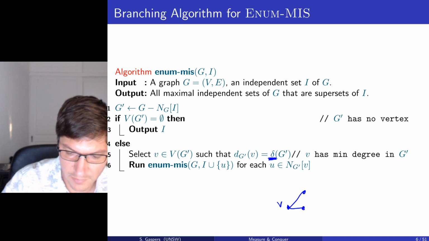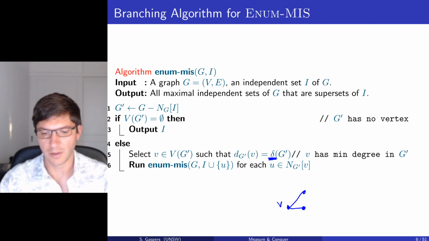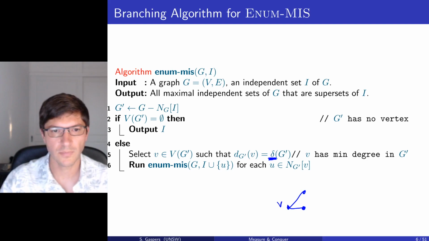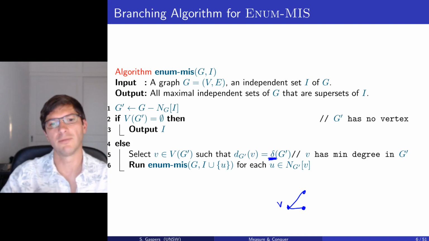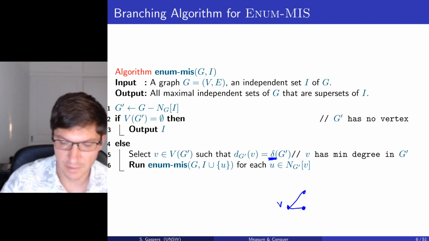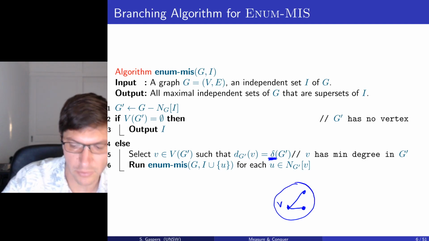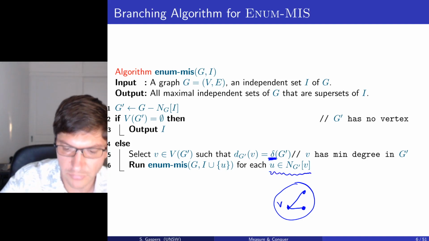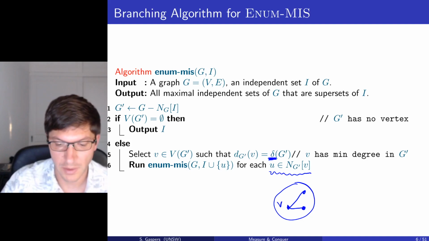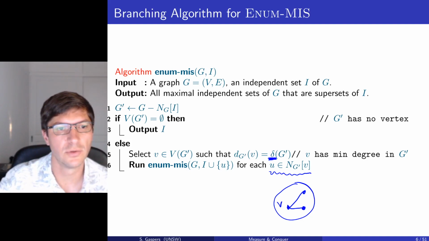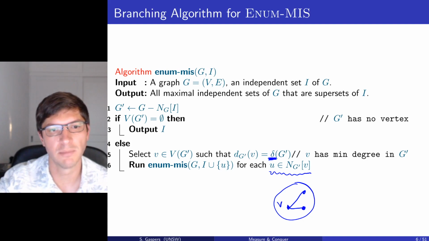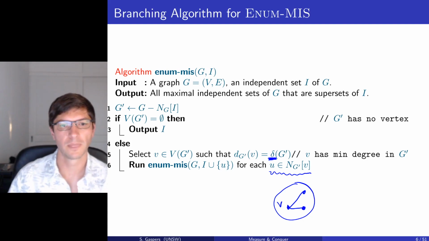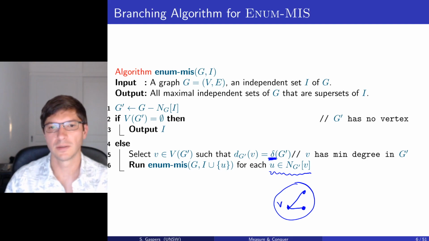As an example, let's take a vertex V of degree 2. And now we enumerate all the independent sets that contain everything in I, and one of the vertices in the closed neighborhood of V. So for every vertex U in the closed neighborhood of V, in the graph G prime, we add this vertex U to the independent set and then we make a recursive call. That's our algorithm.